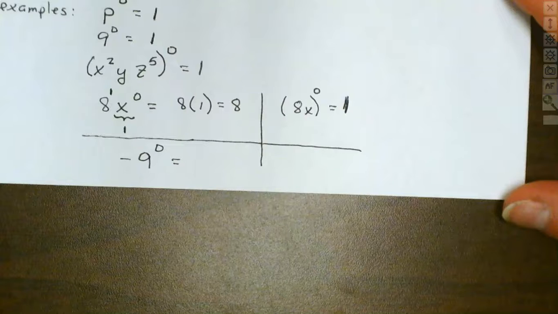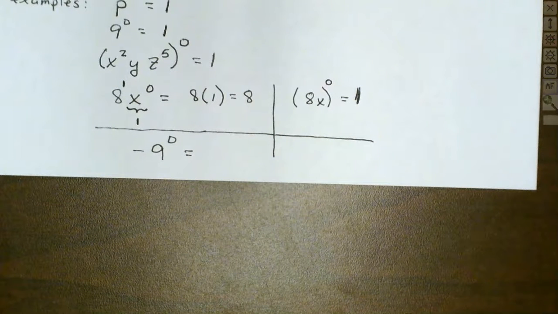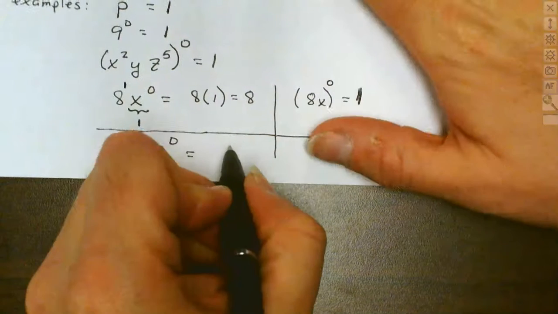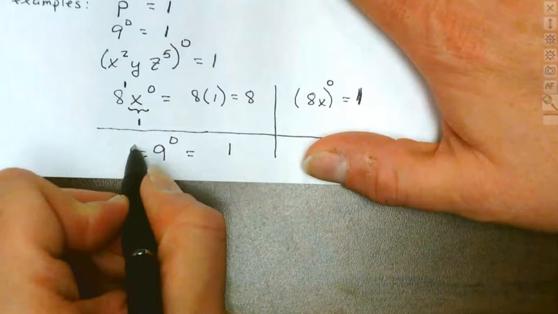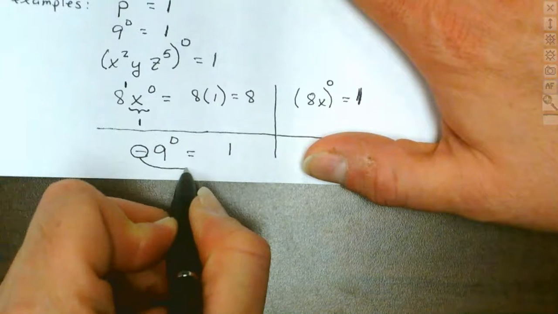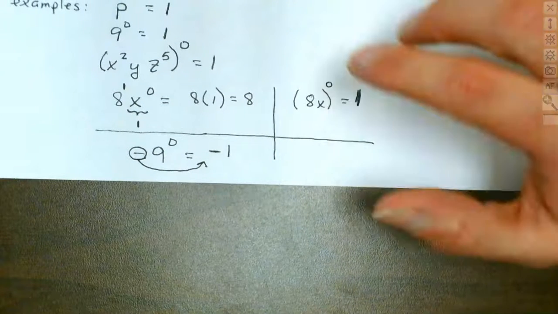This goes back to the order of operations. So we're going to look at two of these. We're going to look at one of them again with parentheses and one of them without parentheses. Now, what do we know about any number to the 0 power? Any number to the 0 power is 1. There's no parentheses, so this negative comes along with it, and that makes that then a -1.